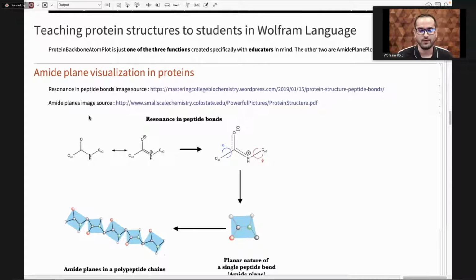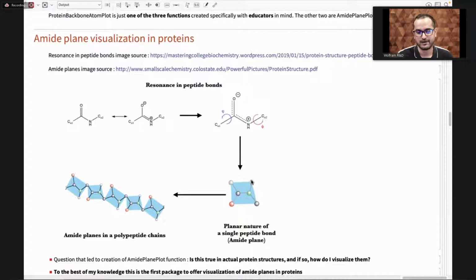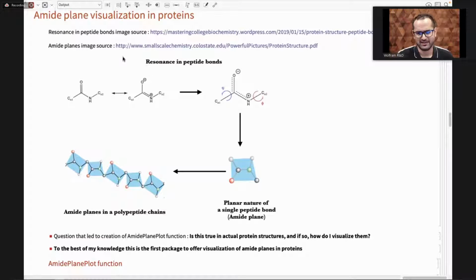To start with, if you imagine this is a peptide bond, and these are the alpha carbons of amino acid 1 and amino acid 2 of a protein. This peptide bond has a partial double bond structure because of resonance between the carboxyl oxygen and amide nitrogen. That partial double bond character gives rise to a planar nature of the peptide bond, where 6 atoms of adjacent amino acids lie in the same plane, which is called the amide plane. And in textbooks, I took this picture from this source, it shows amide planes like this.